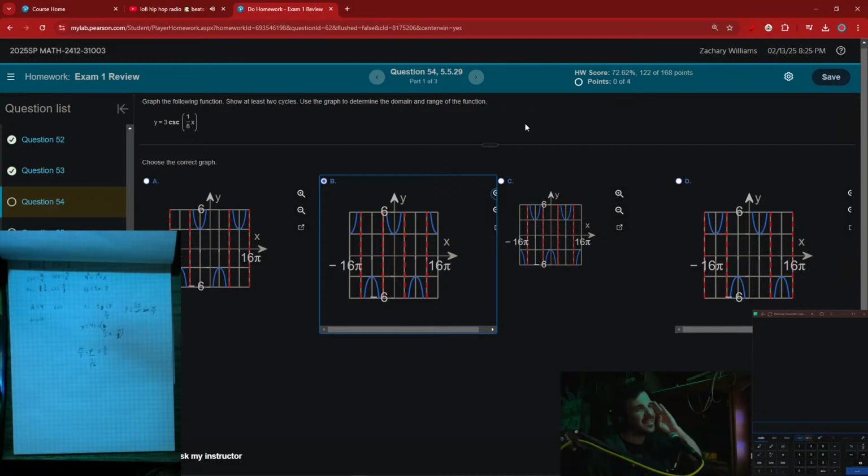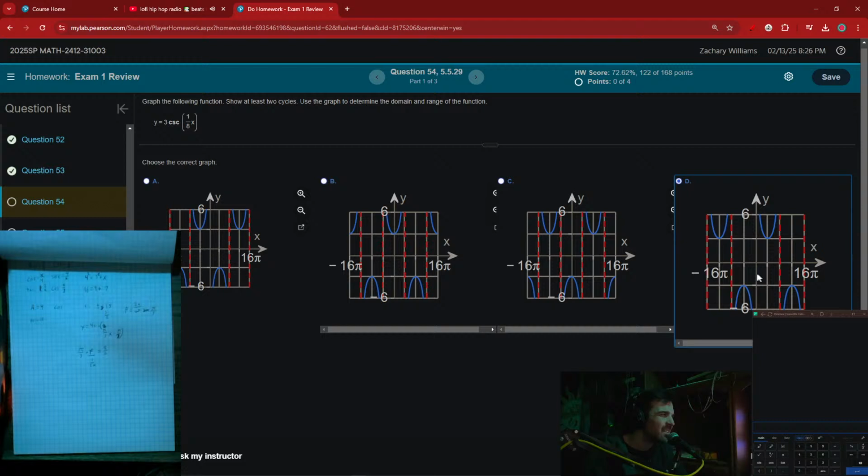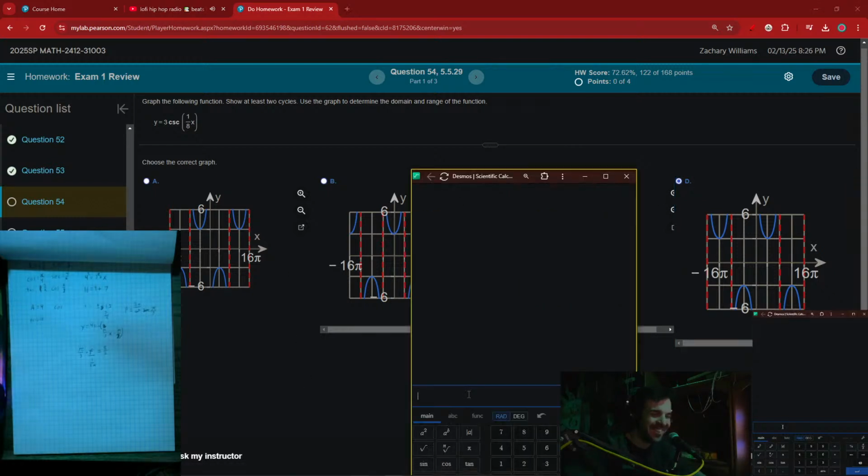Which is kind of blowing my mind a little bit. Because doesn't the cosecant have an asymptote on 0? Like, there's no phase shift. Zero divided by anything is 0, right? Let's check. Yeah, 0 phase shift.